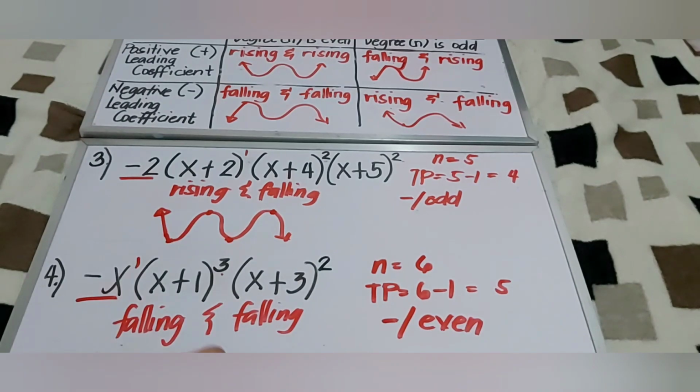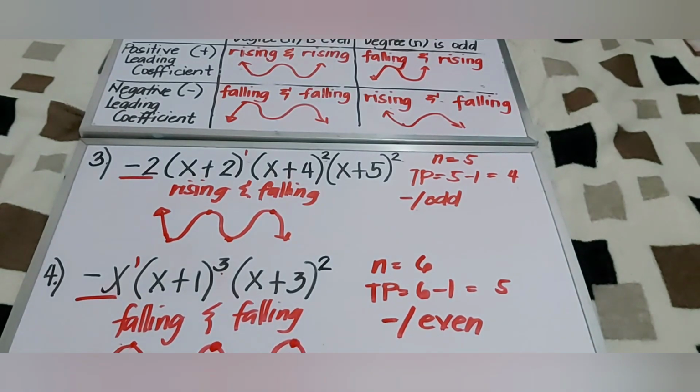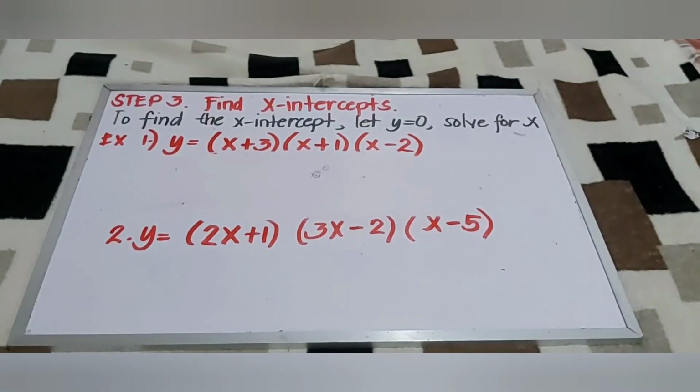So, mag-sketch tayo. Falls to the left, and we have 5 turning points. So, 1, 2, 3, 4, 5. Falls to the left, falls to the right, and we have 5 turning points. 1, 2, 3, 4, 5. That's how we do the step 2. Okay, now let's go for the next step. This is our step 3.